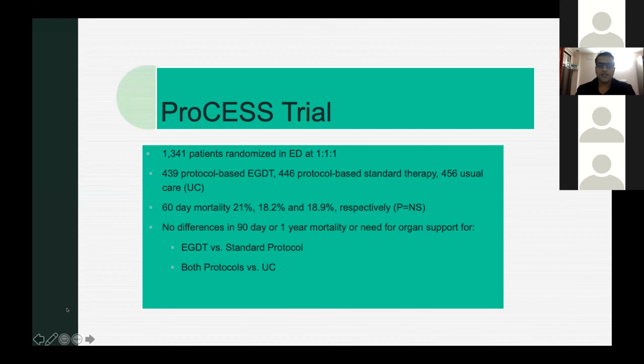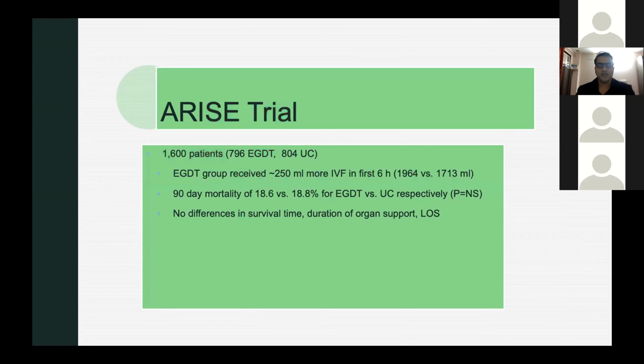So what they did is 439 patients were taken along with protocol-based EGDT, and 446 patients were given standard therapy or the usual care. And 16-day mortality was not different between the 3 groups that we had. Coming to the ARISE trial, they took some 1,600 patients, and their 90-day mortality was not different between the 2 groups.